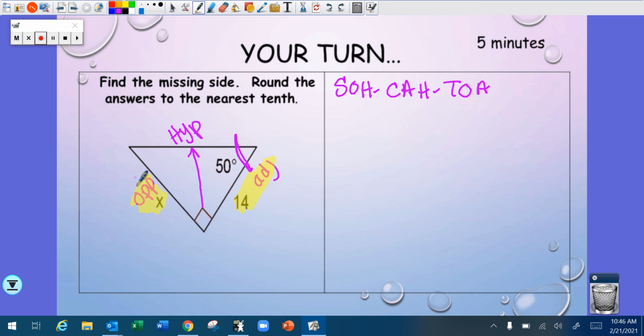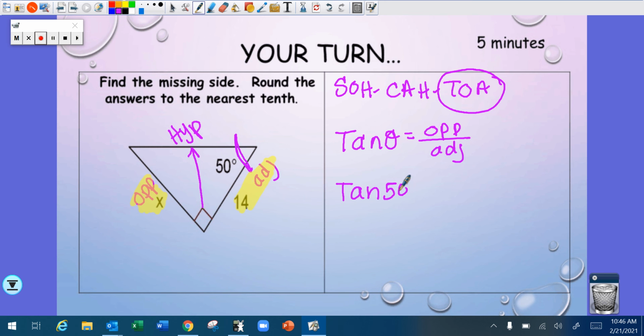So the trig function with both opposite and adjacent in it is tan. So I do tan of theta equals opposite over adjacent. So tan of 50, theta is 50, equals opposite is going to be x over adjacent. So I'm going to go here, tan of 50, x over 14.